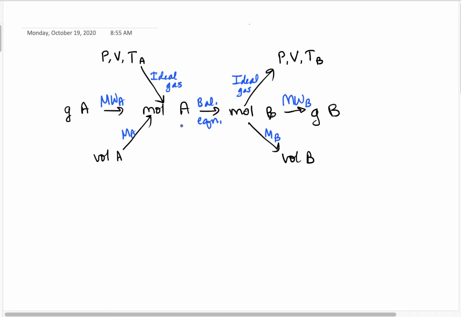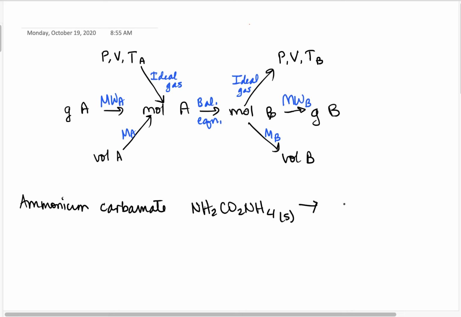Okay, so a problem that we might work on might be a decomposition problem. So a compound called ammonium carbamate, it's not a normal kind of name that we are used to seeing. It's not carbonate, it's carbamate. And it has a compound formula NH2CO2NH4. And it can decompose into carbon dioxide gas and ammonia gas. And so it goes straight from the solid form to the gaseous form.